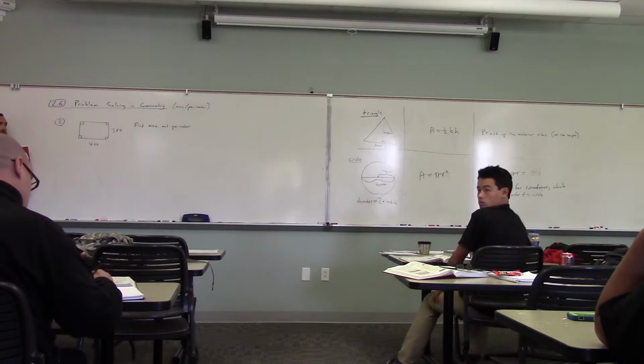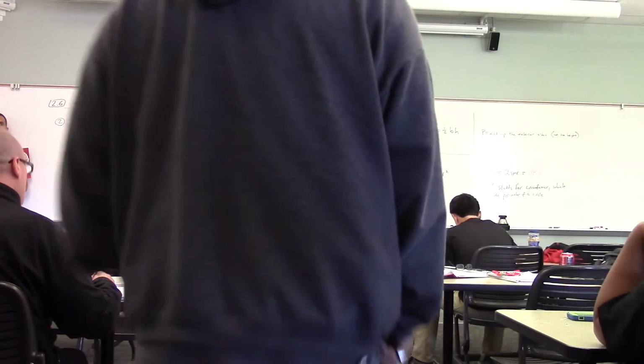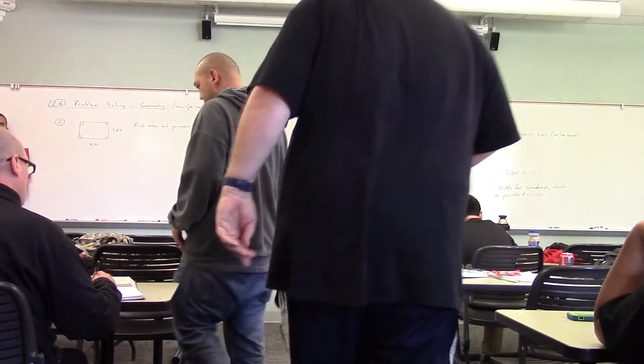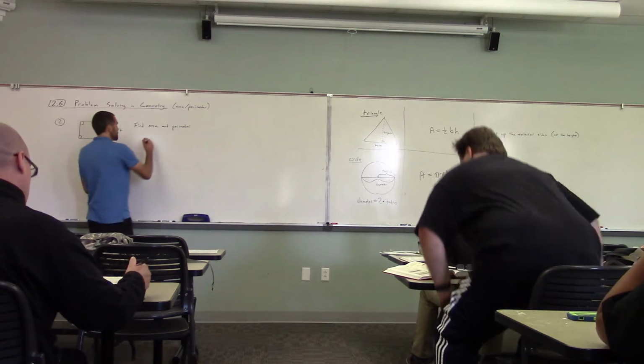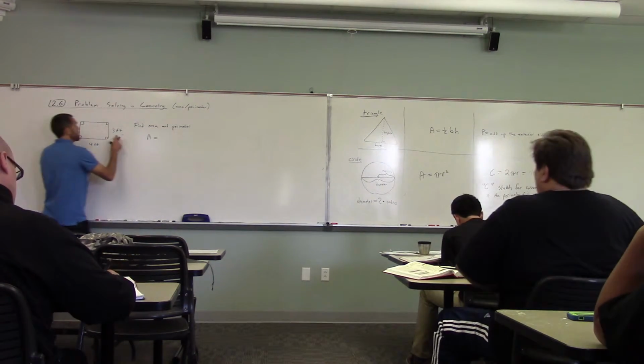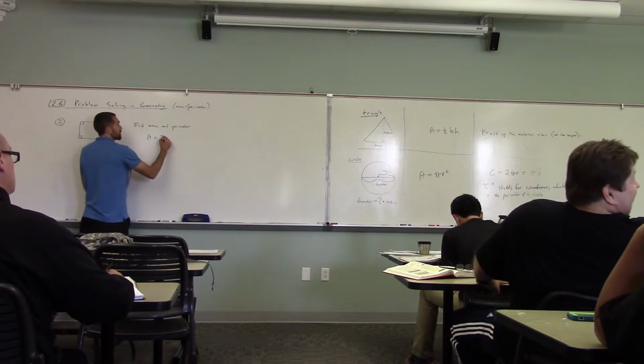So, how do we find the area and the perimeter? It would be 3 times 4. So we got 3 times 4. Is that right?